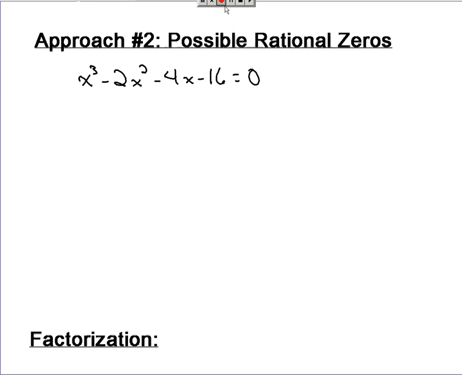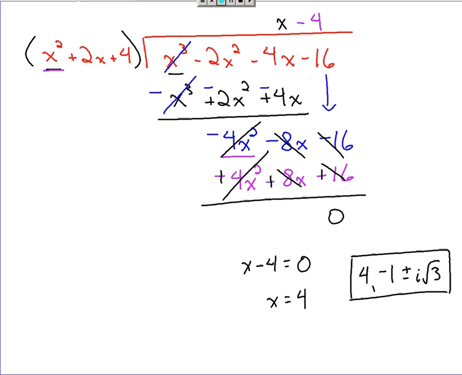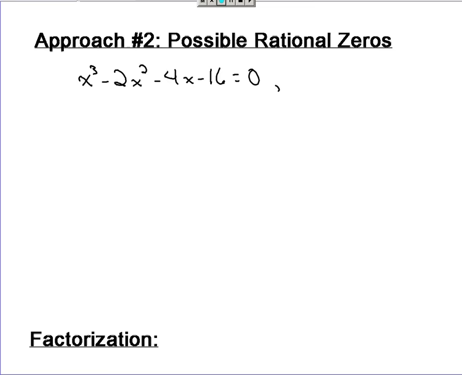Alright, so solving this equation using possible rational zeros as a second approach, we are given on this problem, what were we given? One of the roots, right? There's a complex root. We were given negative 1 plus i root 3.